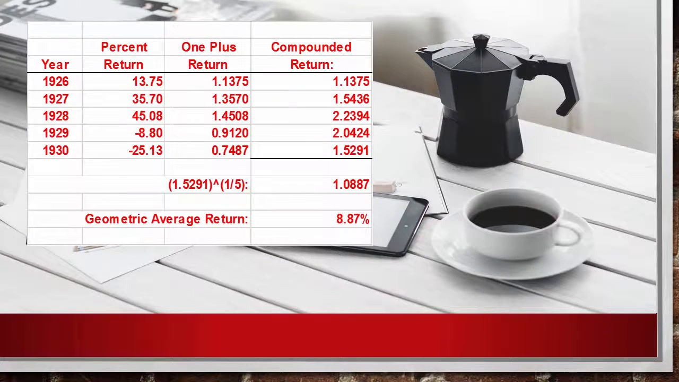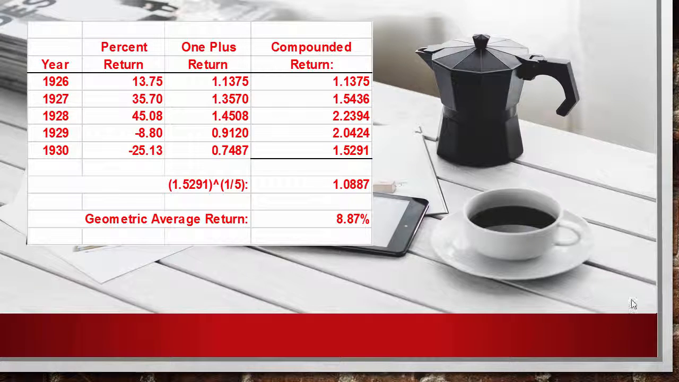In the year 1926, the percent return was 13.75. In 1927, it was 35.7. In 1928, it was 45.08. And in 1929, it was negative 8.80. In 1930, it was negative 25.13. This allows us to calculate the geometric average return as 8.87%.